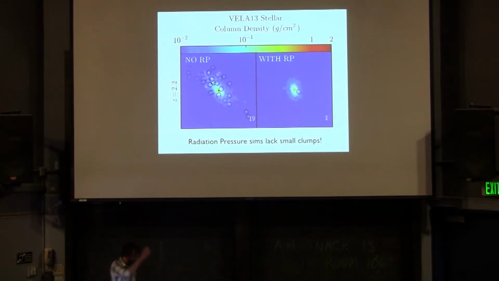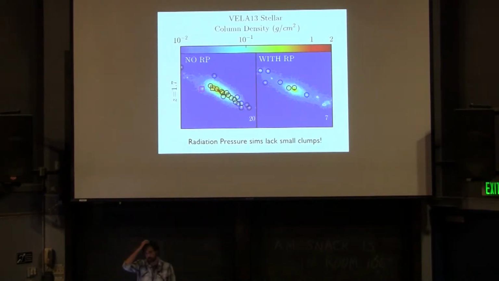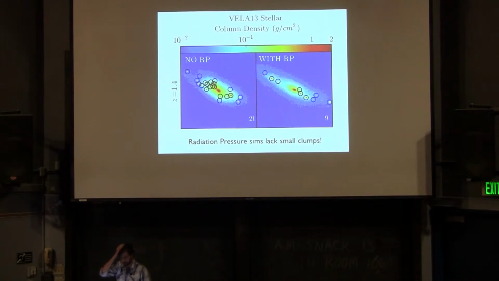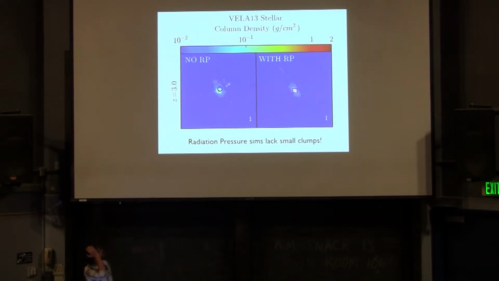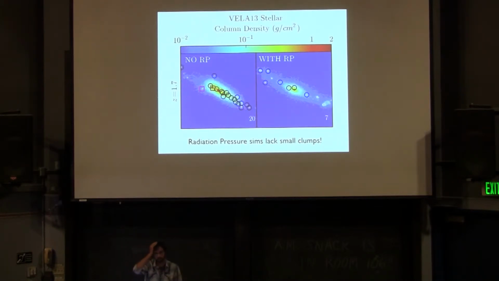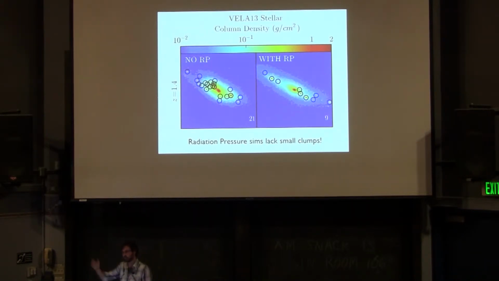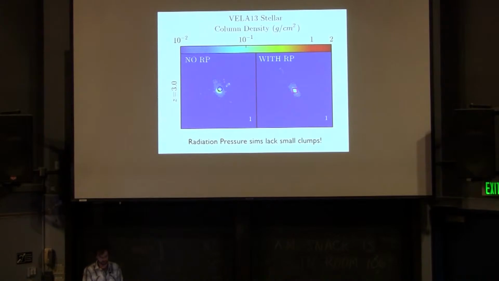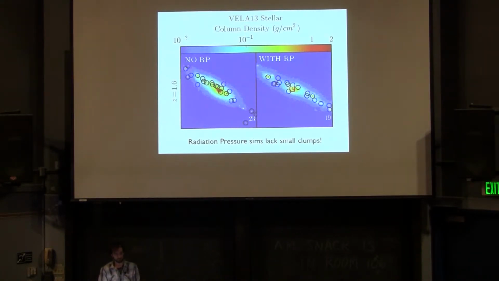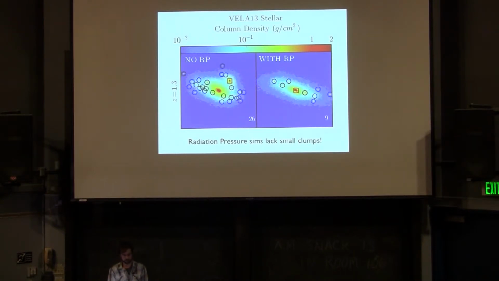All right, so that's what's happening globally. Let's look at what's happening visually and morphologically and qualitatively. So I thought this was striking the first time I saw this. This is one simulation, VELA 13, and you're looking at the projected stellar column density. The left panel is the simulation without radiation pressure, and the right panel is the one with radiation pressure.